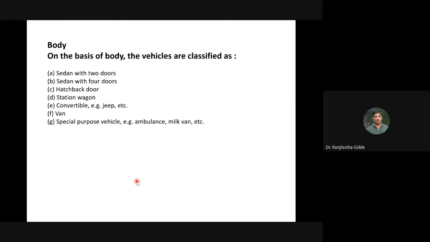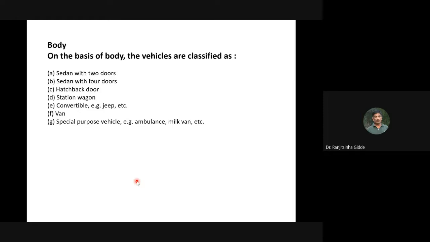Then van and special purpose vehicles, such as ambulance, milk van, etc. And one more is remaining, that is sport utility vehicles, SUV. Under that category you can have different versions such as Brezza. Then from Tata there are different models. Again from Hyundai there is Creta, that is one example of SUV.